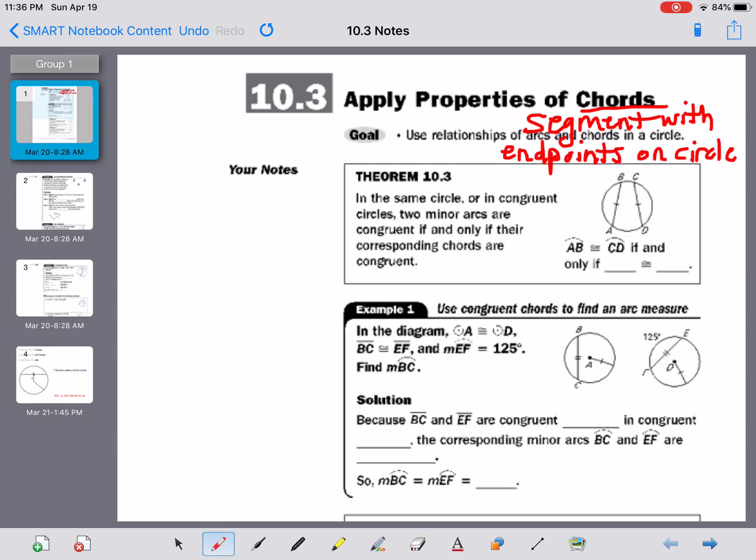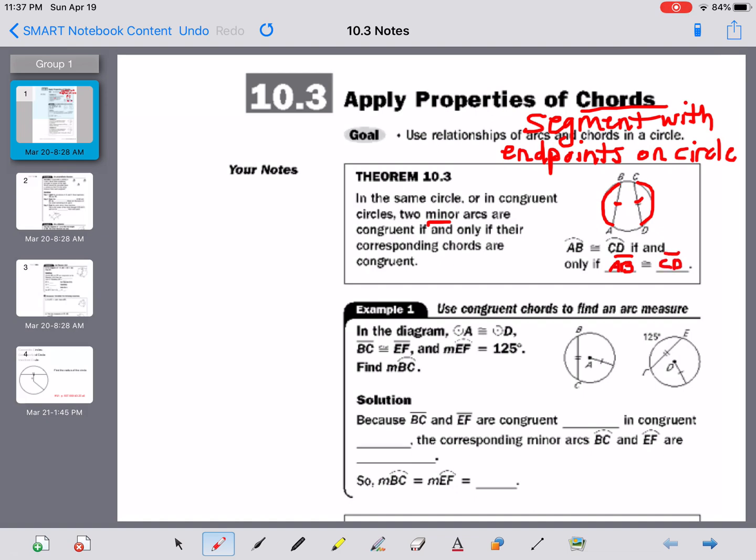So theorem 10.3 says, in the same circle or in congruent circles, and I will tell you, typically we keep it in the same circle, but we just need equal size circles if we're talking about them. Two minor arcs, and remember a minor arc is less than 180, are congruent if and only if their corresponding chords are congruent. So over here in my picture, I see that chord AB and chord CD are congruent. So if those are congruent, then the arcs that go to them, this arc AB and this arc CD, are also going to be congruent. So filling out our blanks here, arc AB is congruent to arc CD if and only if segment AB or chord AB is congruent to chord CD.